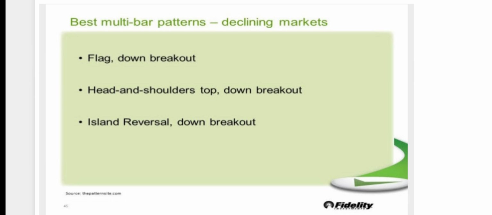So how about in declining markets? Well, that's where a flag, where it has a breakout to the downside, a head and shoulders top that has a breakout to the downside, and an island reversal, which is when we talk about the gaps, it gaps up, has some price action within there, and then gaps back down. That's what creates what's an island by itself, right? So that's an island reversal, and then it breaks down. And it looks literally like an island by itself on the chart.